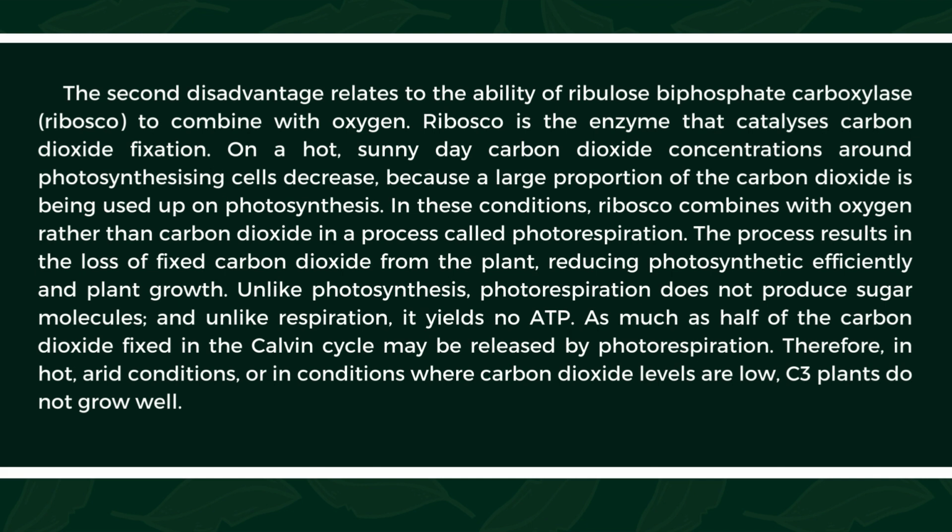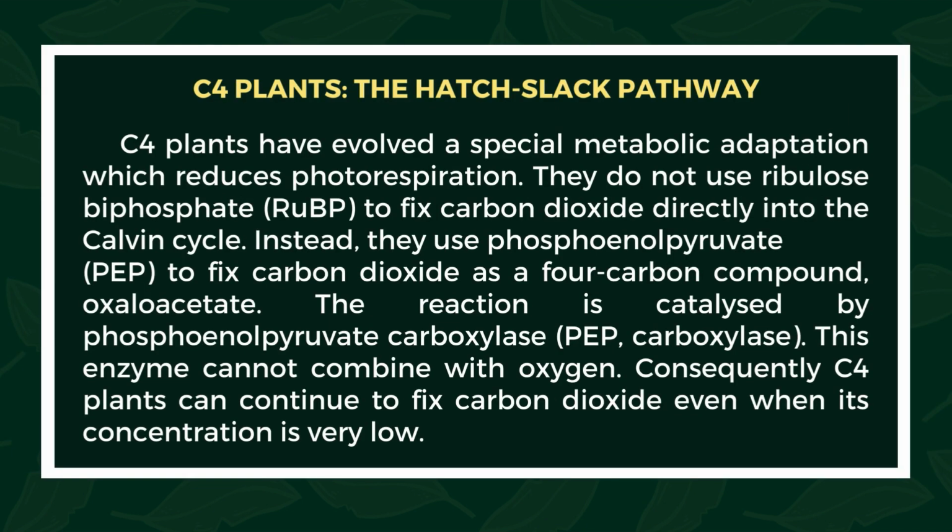Unlike photosynthesis, photorespiration does not produce sugar molecules, and unlike respiration, it yields no ATP. As much as half of the carbon dioxide fixed in the Calvin cycle may be released by photorespiration. Therefore, in hot, arid conditions or in conditions where carbon dioxide levels are low, C3 plants do not grow well.